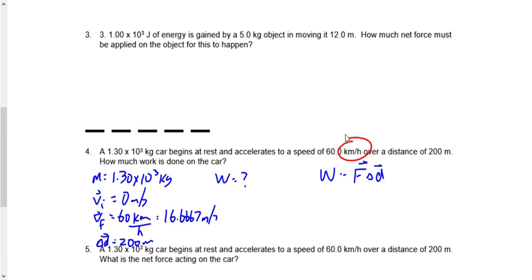Okay, yeah, so we could do this. We could say F is equal to M times A, but then we don't have A. But we could find A using VF squared is equal to VI squared plus 2AD. So solve for A using that equation, then solve for F using M times A, and then solve for W using F times D, and that'll work.